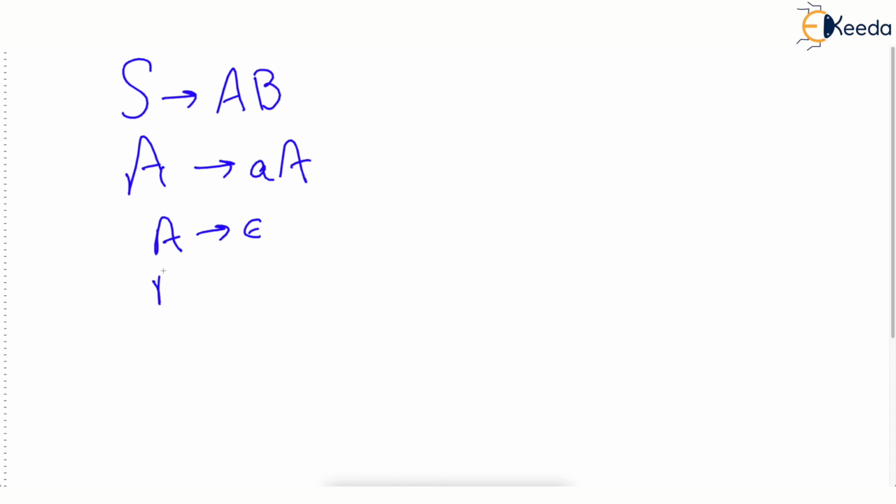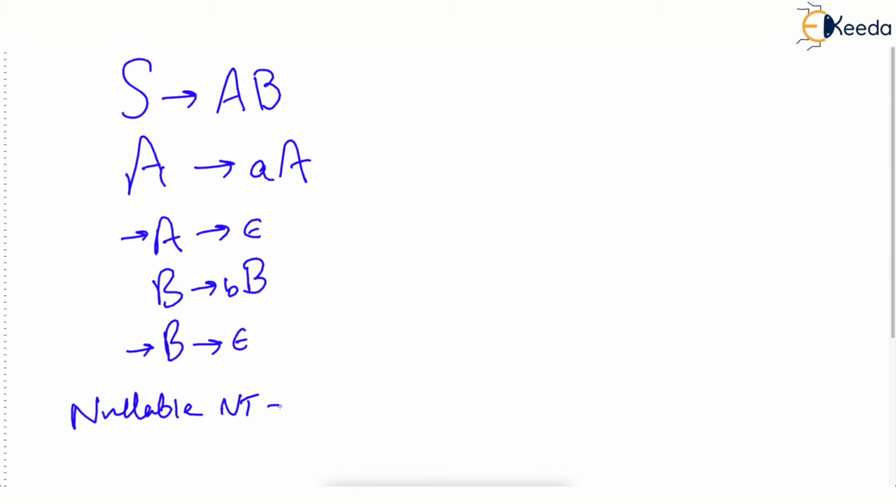A quick example of how do you remove epsilon productions. Let's say that we have a production of this form: S derives AB, then A derives AA, A derives epsilon, B derives BB, and B derives epsilon. Check this grammar. Now, first things first, we don't want these epsilon productions. We want to remove them. But for that, we will have to find out which non-terminals are nullable. Clearly, A is nullable because A derives epsilon. B is nullable because B derives epsilon. Now, the question is, is S nullable?